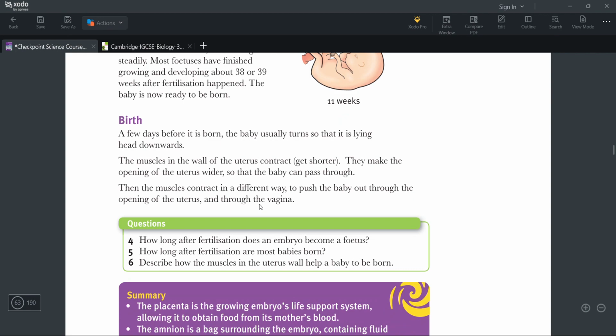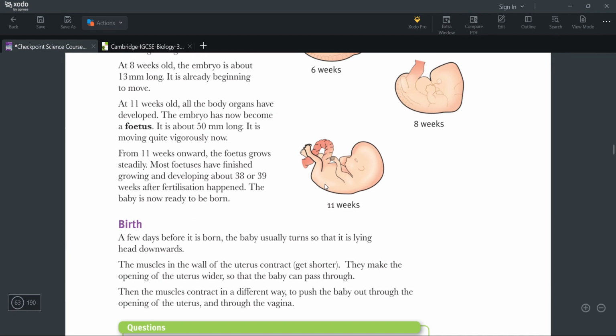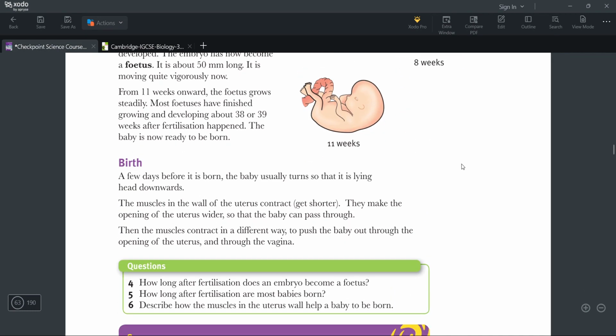Okay, birth. A few days before it's born, the baby usually turns so it is lying head downwards, so it'll be leaving the uterus through the vagina head first. The muscles in the wall of the uterus contract and get shorter.